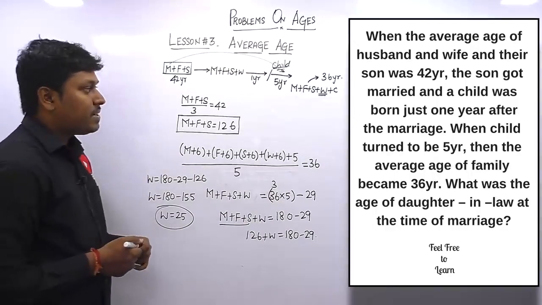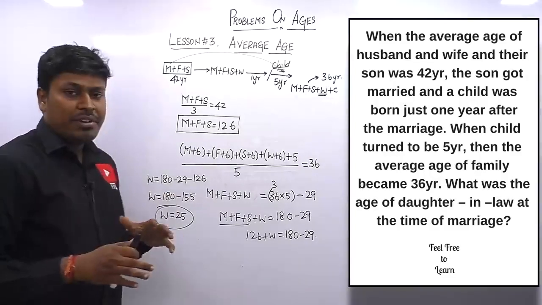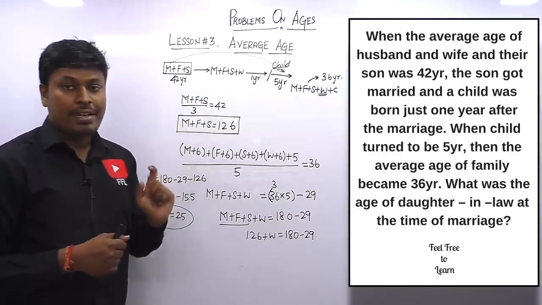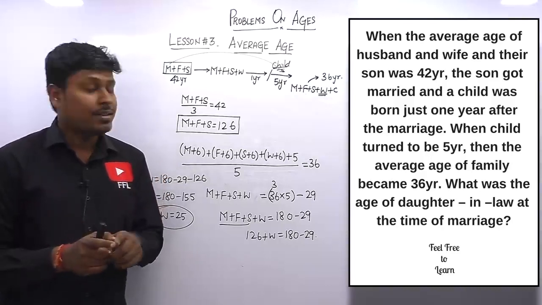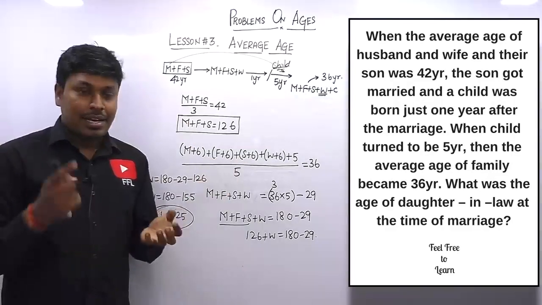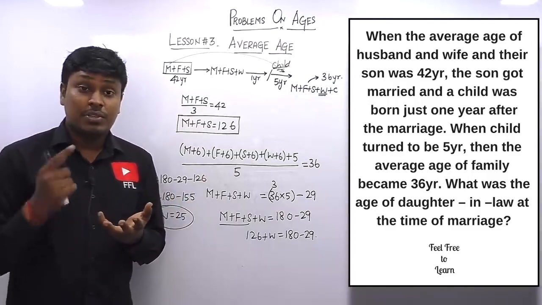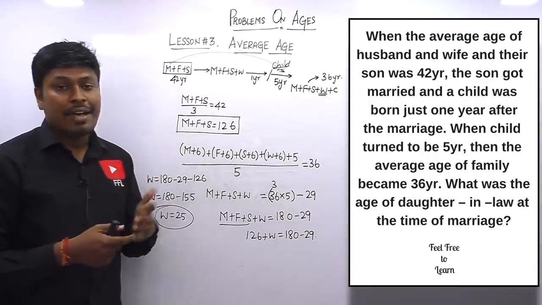Very interesting question, and this was a memory-based question, right? So finally, it's a very small video. We have solved only 5 questions based on average age. So take your books and try to solve many questions based on average, right? In the first video I solved a basic question, in the second video I solved two or three, and in this third video we have solved 5 questions based on average age.